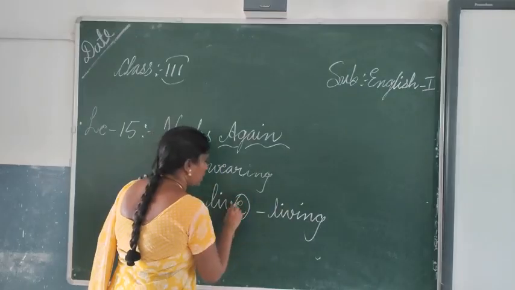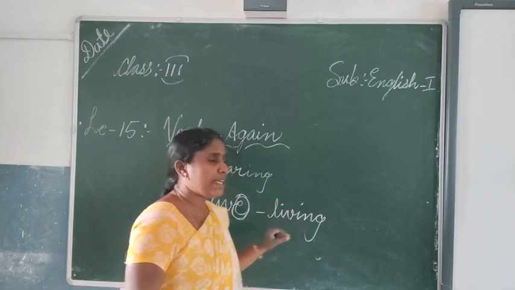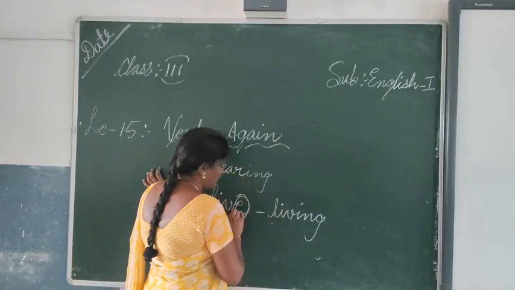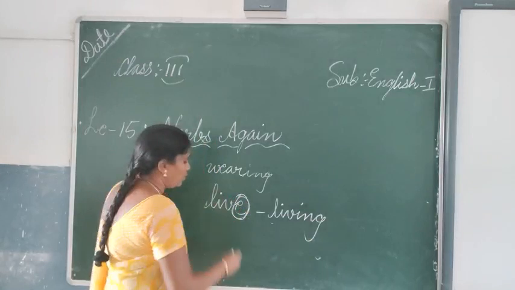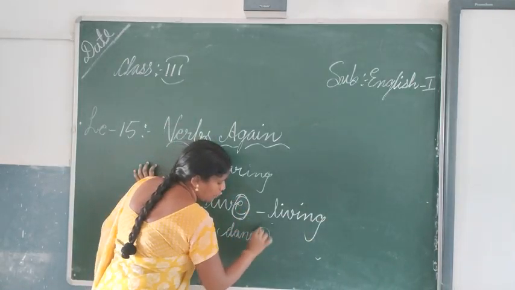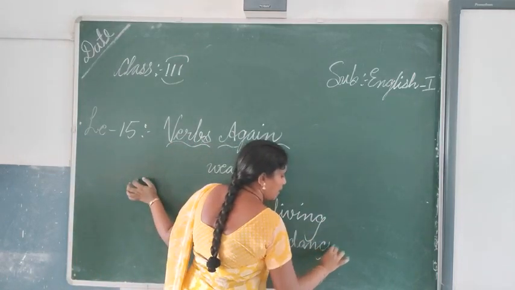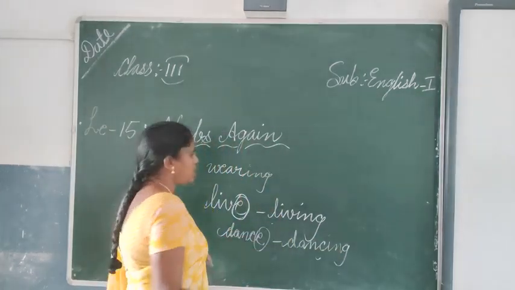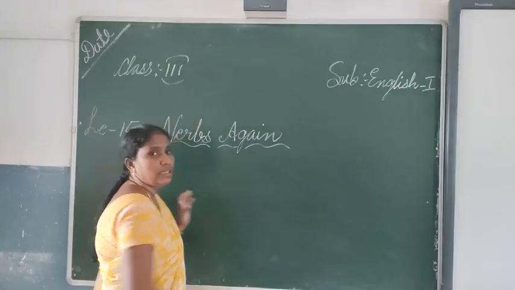So we will be dropping the e letter. At the end of each word the e letter is there. That e letter you have to drop, and in the place of the e you have to add ing. Like this only you have to do. Dance, singing. So you have to drop this one. D-A-N-C-I-N-G, dancing. So this is the way you have to complete. So these are the ones, how you can drop the e and write the ing.